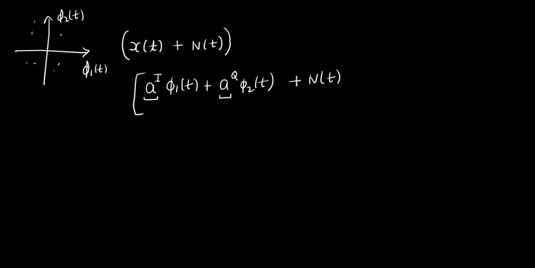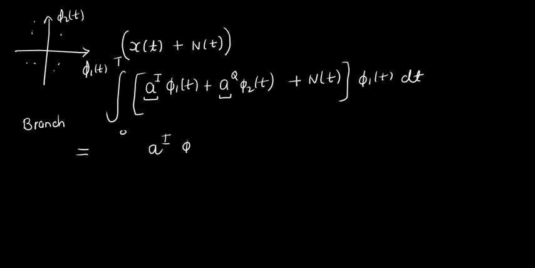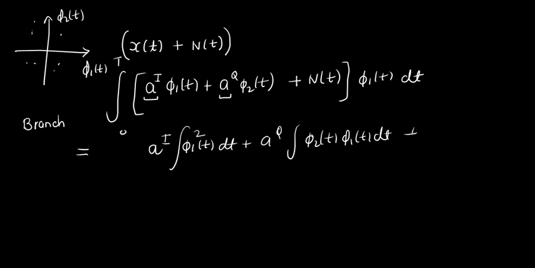So what would happen? The upper branch, you will pass it through phi 1(t). Yes, Abhishek? So what will be the output of the upper branch? What will you get? a_i integral of phi 1(t) squared dt plus a_q integral of phi 2(t) phi 1(t) dt plus integral of n(t) phi 1(t) dt. Yes or no?